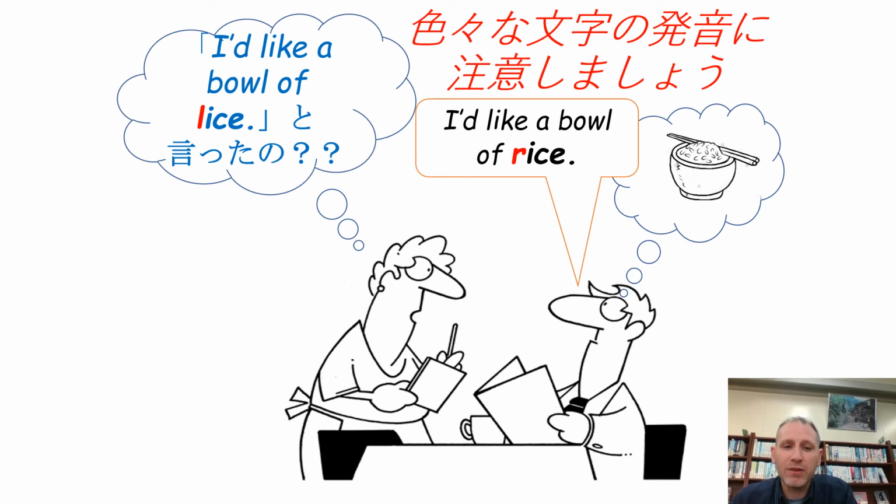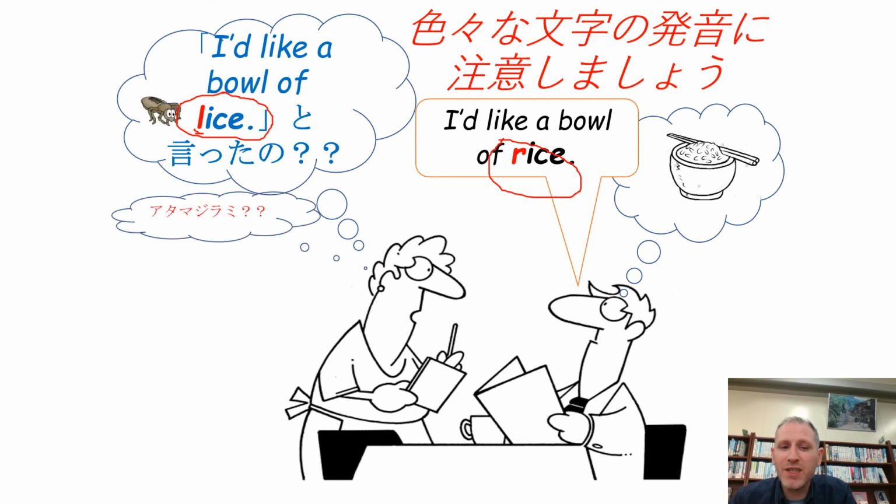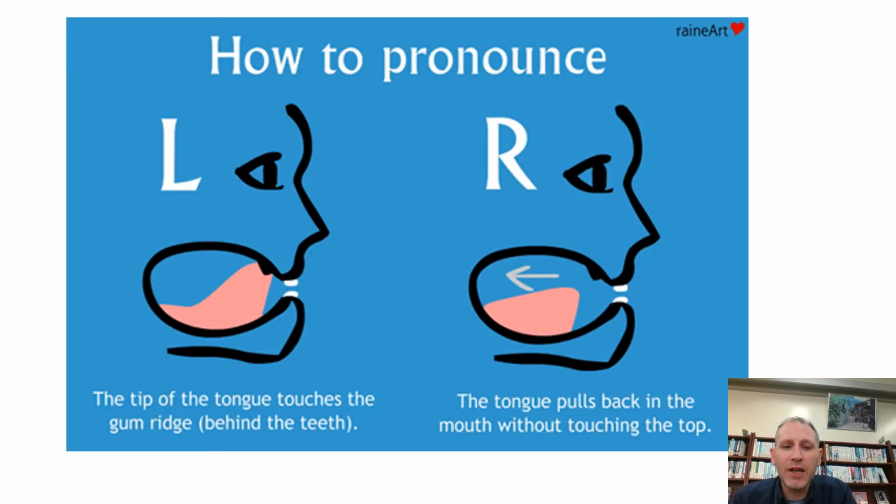Now the L sound is what she heard. L. So rice and lice are different. And what she thinks he wants is lice. So making mistakes with the R and L sound, we should try not to make mistakes with the R and L sound. So let's practice how to pronounce L and how to pronounce R.